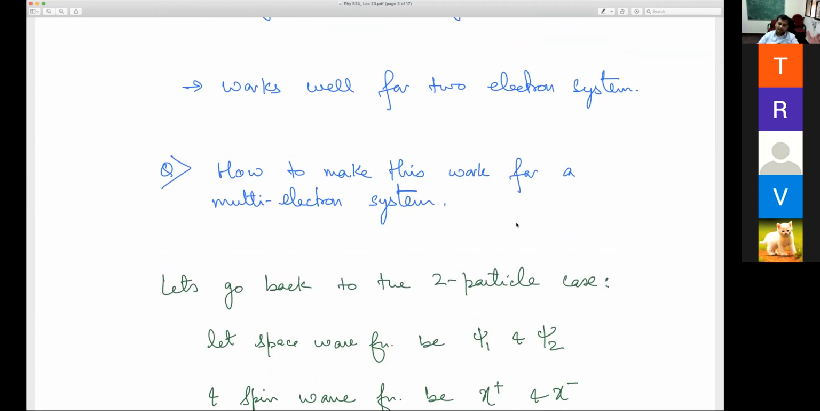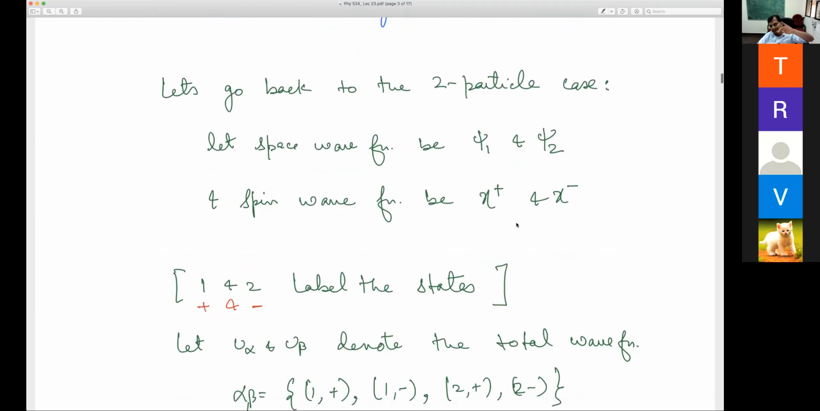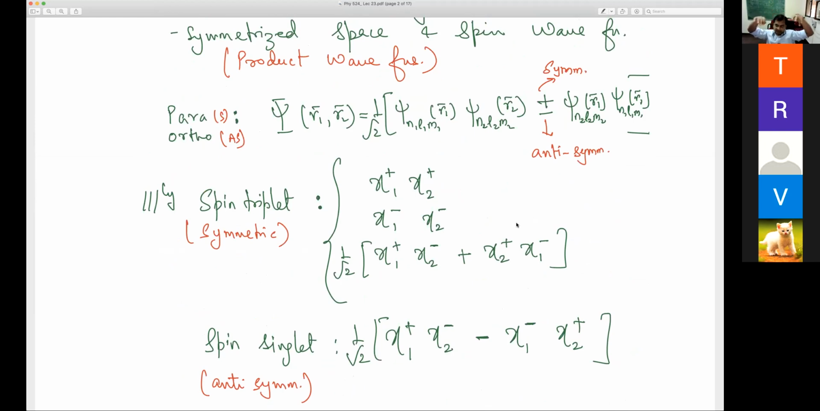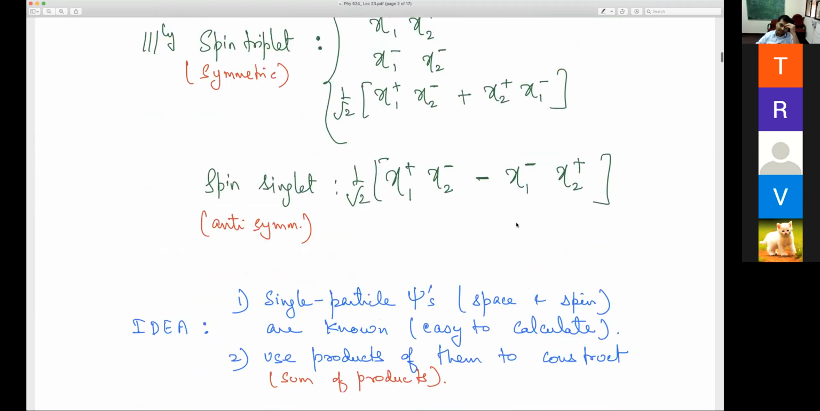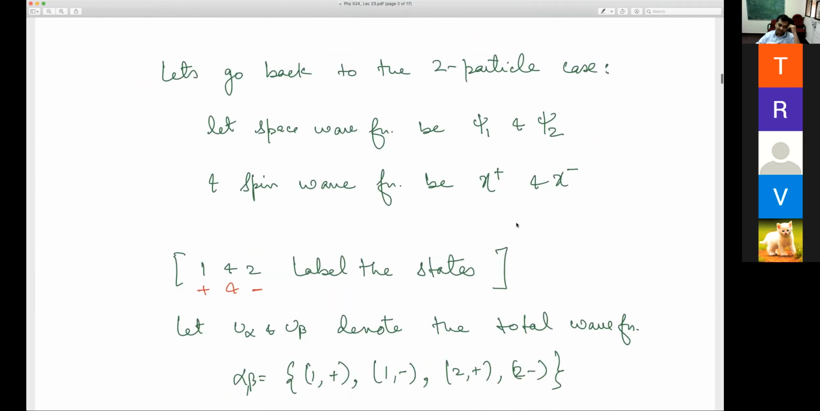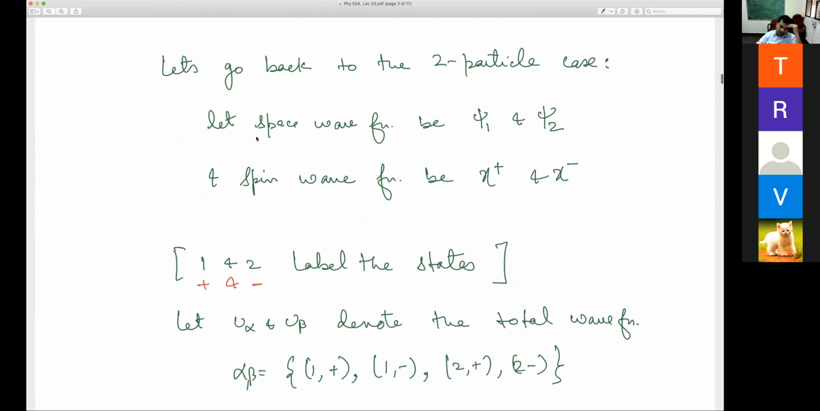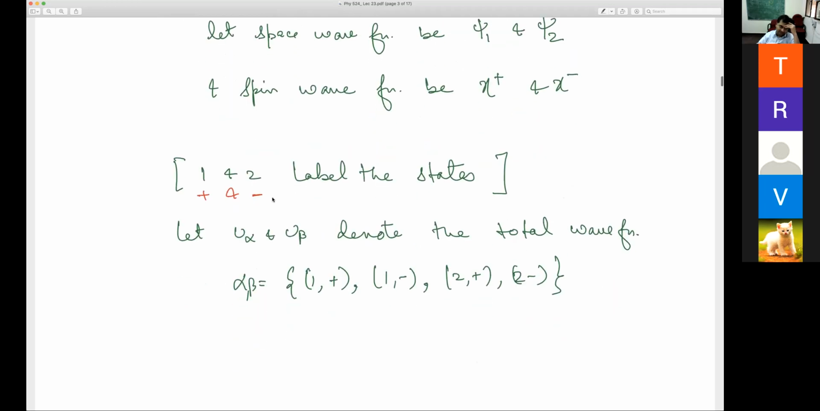Okay, but before we go, let's take a step back and think. For the two electron case, this is easy to write, right? But how do I write this in a particular form where it becomes easy to generalize to multi-electron systems? Okay, so what is the better structure? Just to be specific, let the space part be psi1 and psi2, and the spin part be chi plus and chi minus, and I will put in brackets the electron 1, 2, and things like that. Okay, 1 and 2 or plus and minus label the states, and I will start putting electrons there.